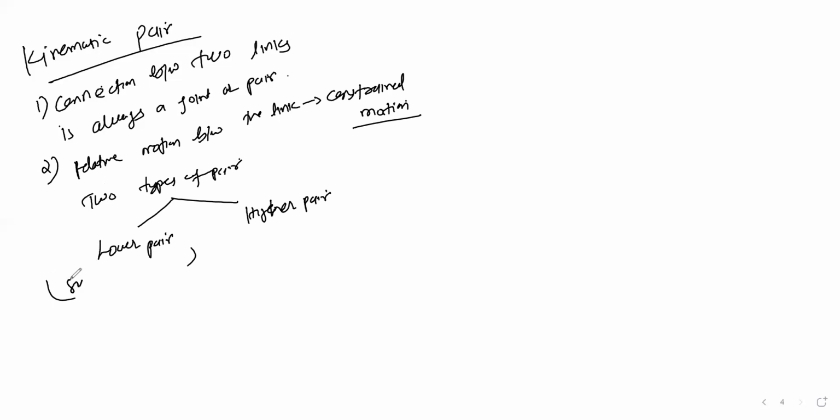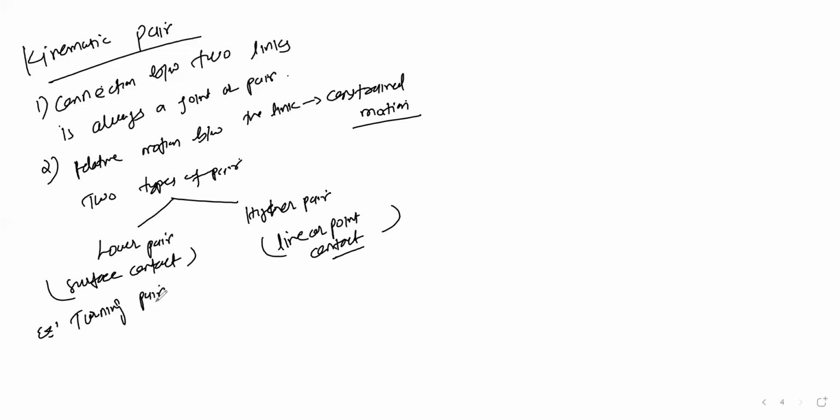Lower pair means surface contact, and higher pair means line or point contact. An example of a lower pair with surface contact is the turning pair. The turning pair is a lower pair. In the lower pair examples, first of all, there is the turning pair.